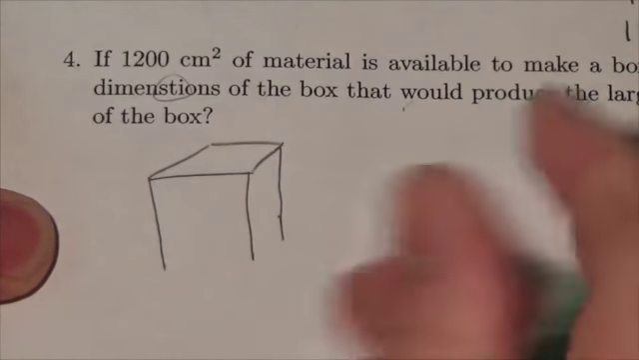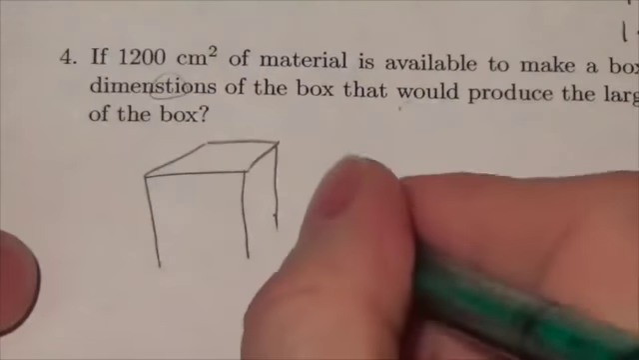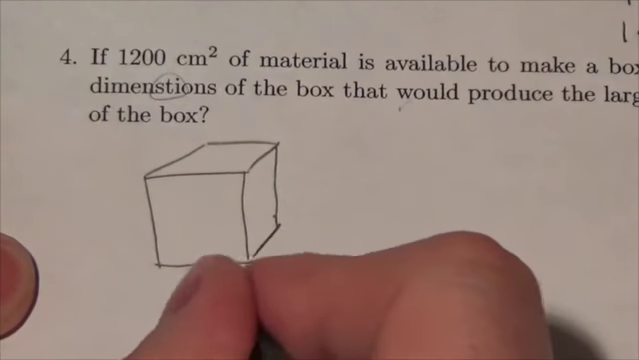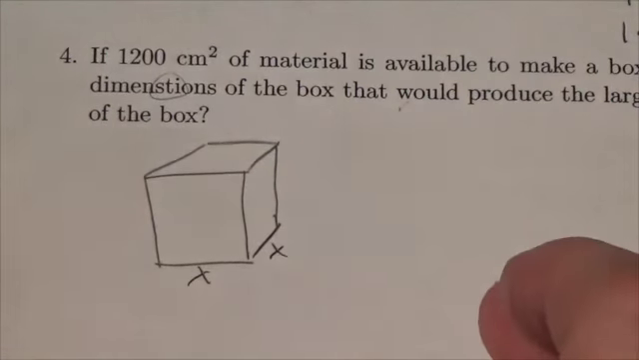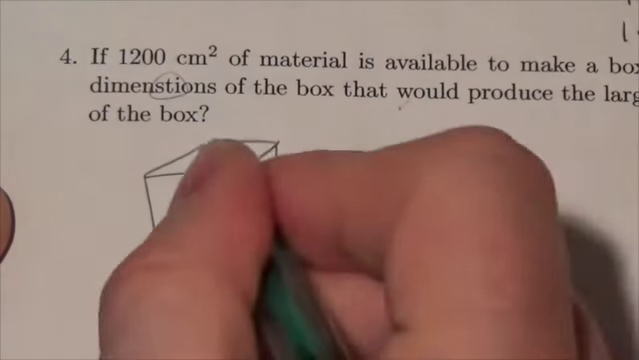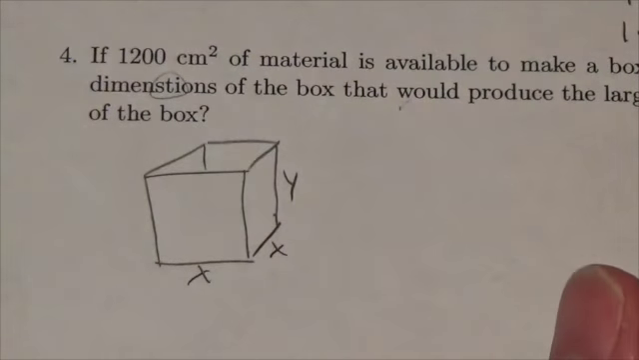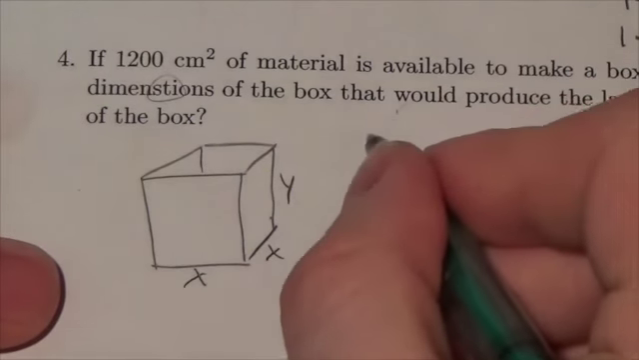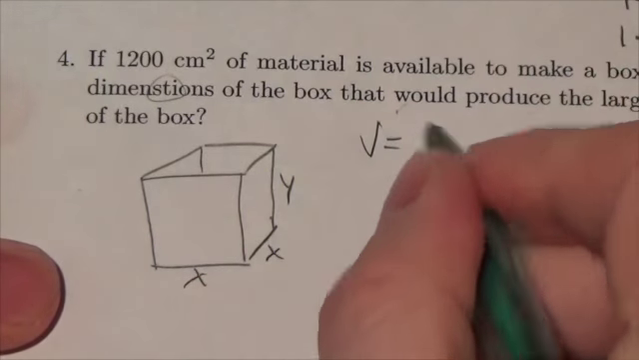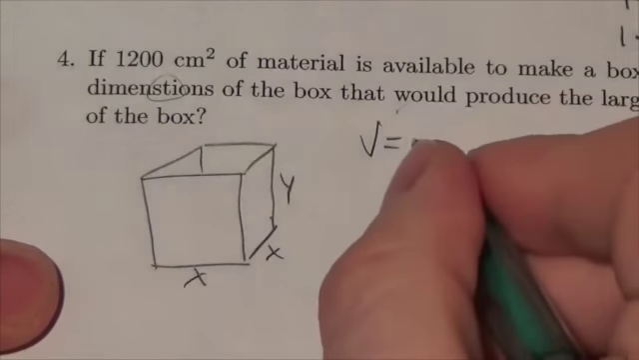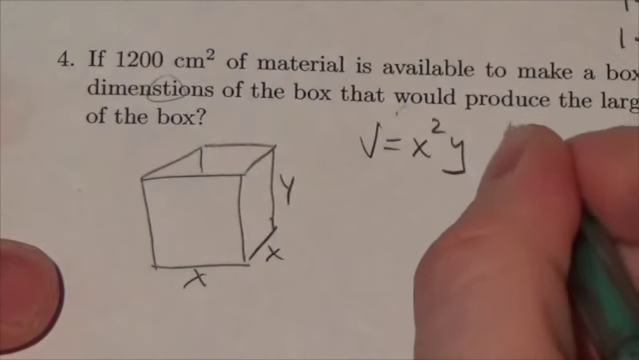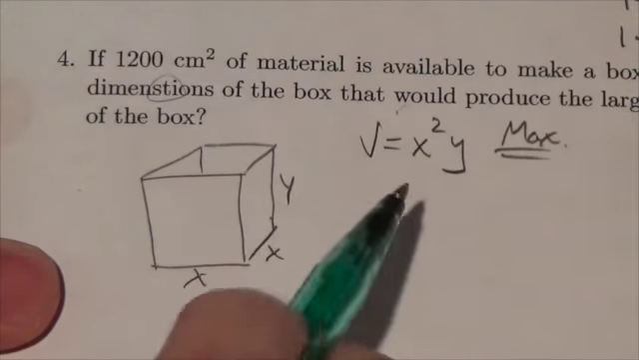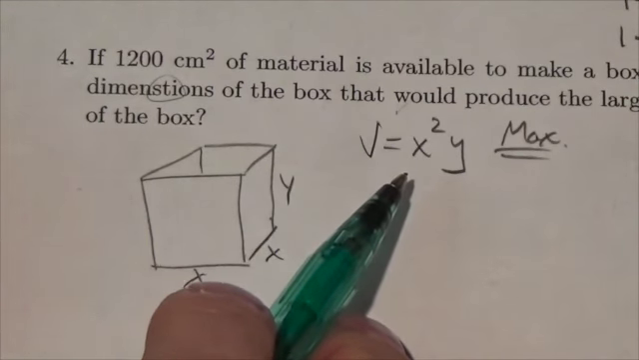I'm not entirely sure how far down this goes, but we know that the dimensions of the base will be x and x, and then the height will be y. So here's our open top box. We're going to try to maximize the volume here. Volume is length times width times height, which in this case will be x squared y, and this is the thing that we want to maximize. So that's the thing we're going to take the derivative of.